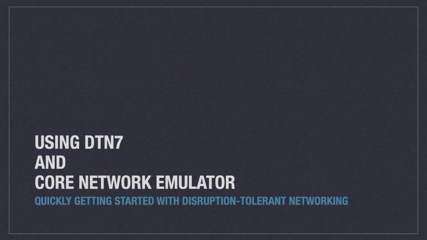Welcome to this quick introduction to dtn7 in the core network emulator. A few steps are necessary to follow this tutorial. First, Docker must be installed to use the core network emulator. Second, the Rust toolchain must be present to build dtn7.